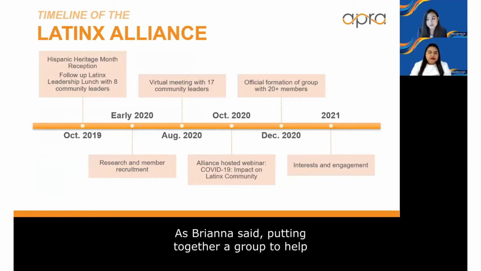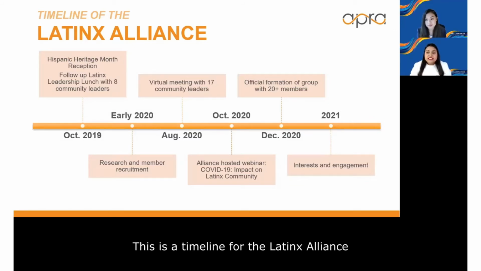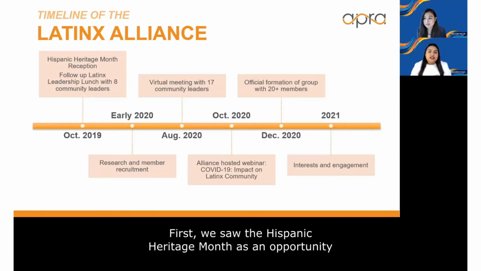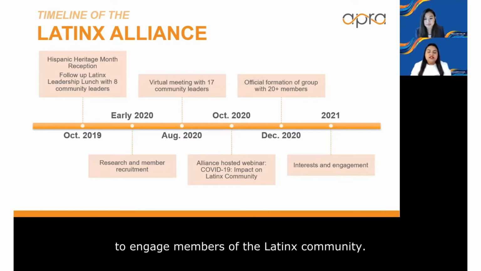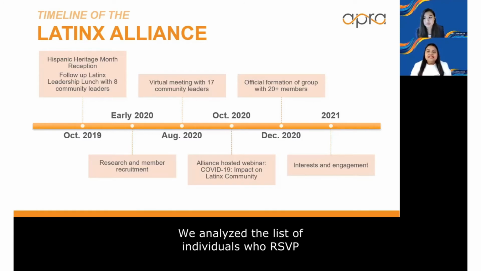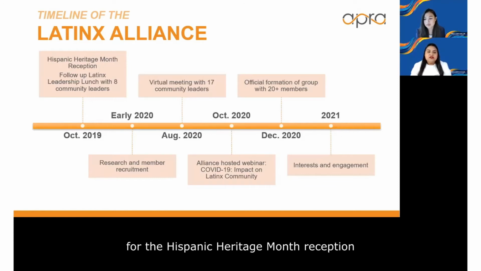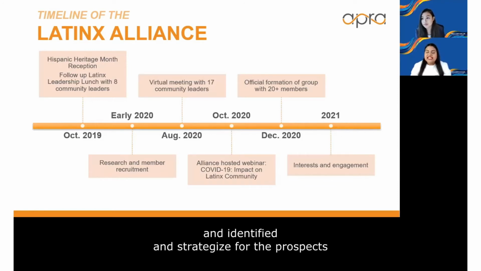As Brianna said, putting together a group to help advance diversity does not happen overnight. This is a timeline for the Latinx Alliance and what it took for us to get here. First, we saw Hispanic Heritage Month as an opportunity to engage members of the Latinx community. We analyzed the list of individuals who RSVP'd for the Hispanic Heritage Month reception and identified and strategized for the prospects we thought could help advance our mission.